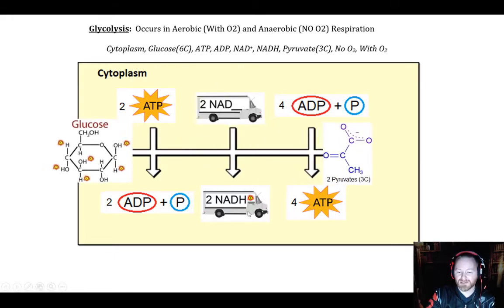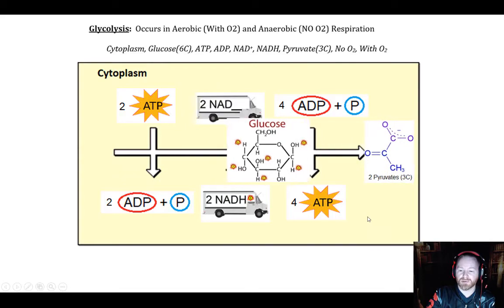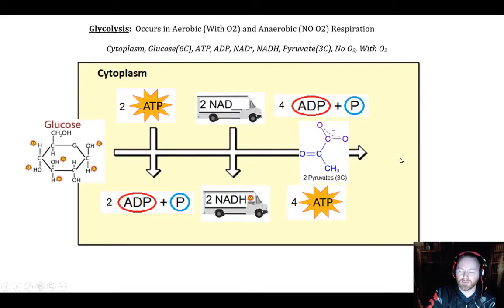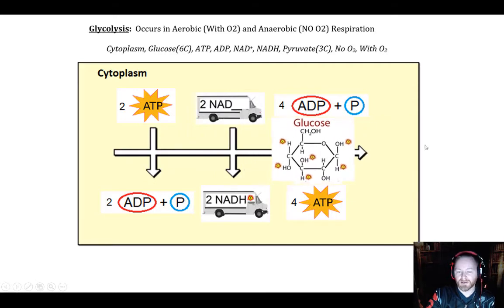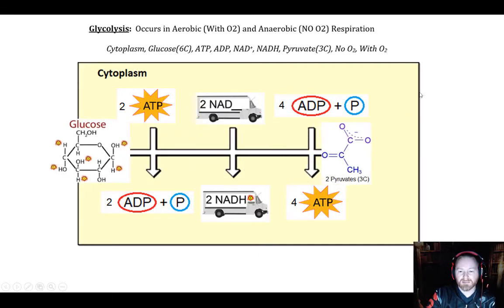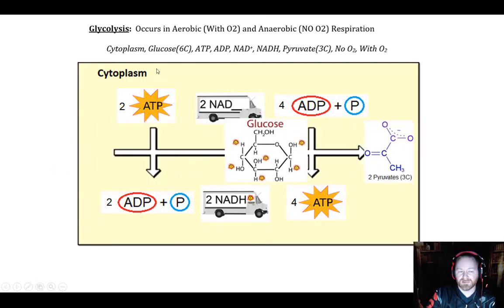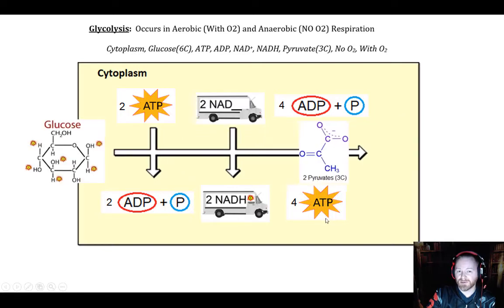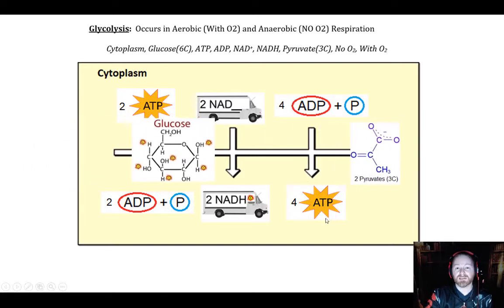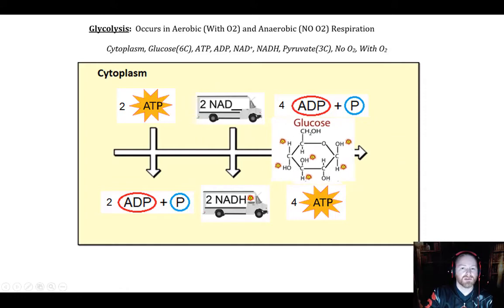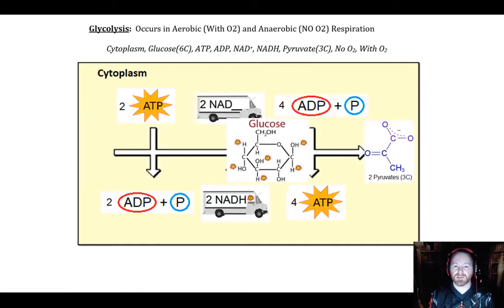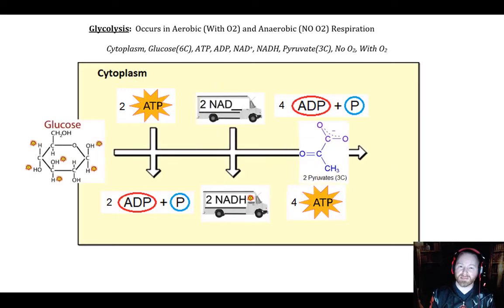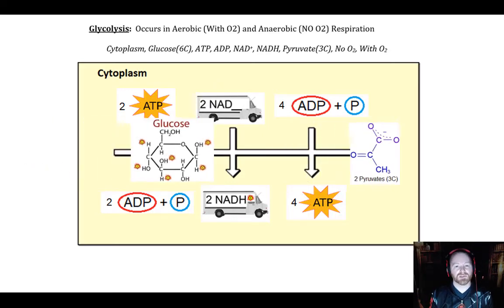So 2 NADHs and 2 ATPs are produced. The end result being that we end up with 2 pyruvates. Each will then go into the mitochondria. But keep in mind, this process does not require oxygen, and it still produces some energy. Just 2, but hey, 2 is better than none. So glycolysis is actually going to end up being our starting point when we talk about your body's plan B for getting energy when there's no oxygen, which is fermentation.